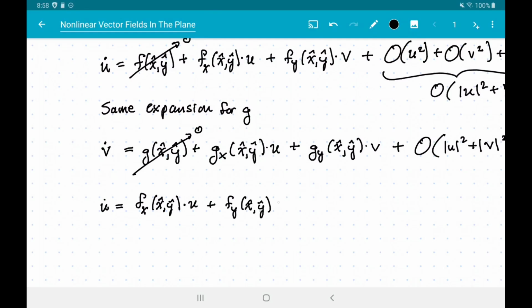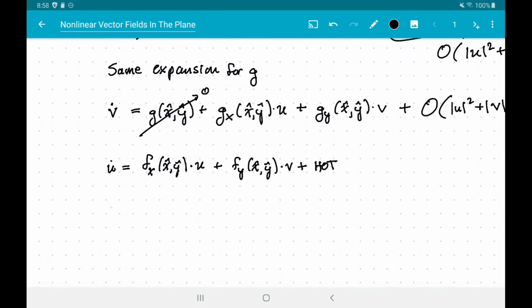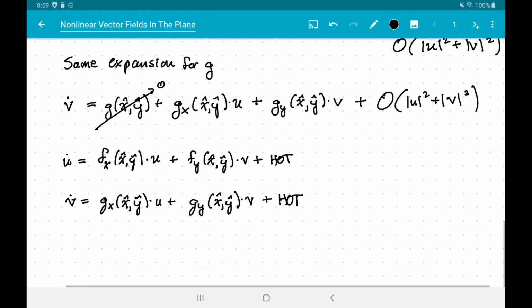So f sub x times u, f sub y times v. And I'm just going to write here higher order terms, HOT, and v is something similar: g sub y times v plus higher order terms. So this is a set of differential equations for the offset from the fixed point.